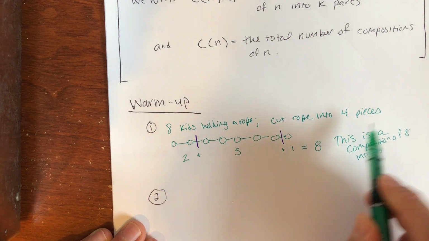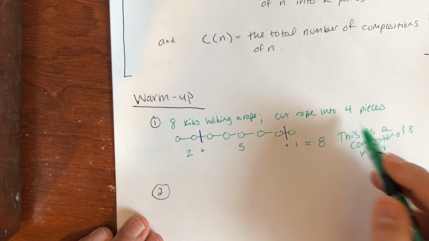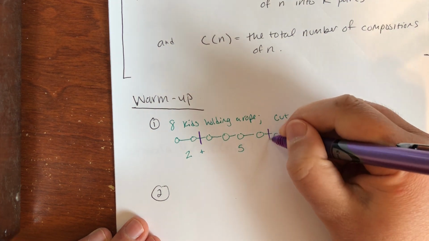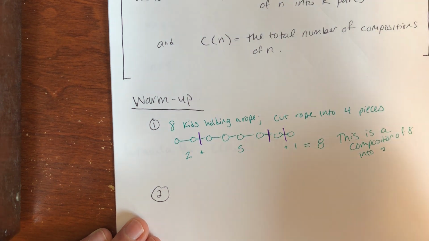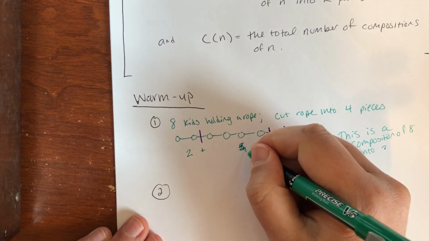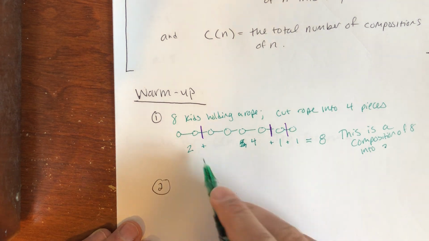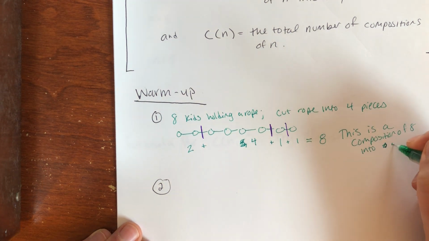Oops, I'm sorry. We're cutting it into 4. Oh, I messed this up a little bit. We're cutting it into 4 pieces, not 3 pieces. So, let's change this a little bit. We need to add a third divider, which means this would be more like 2 plus 4 plus 1 plus 1. So this is a composition of 8 into 4 parts.